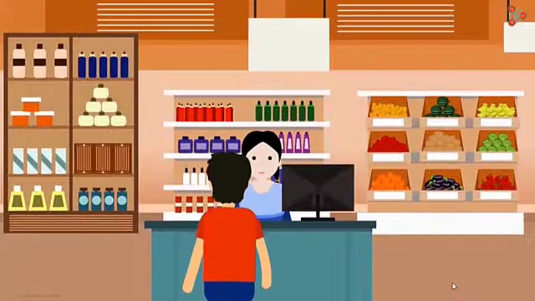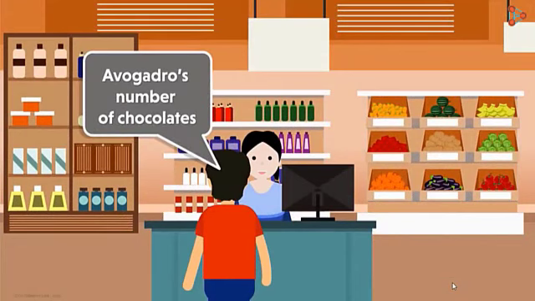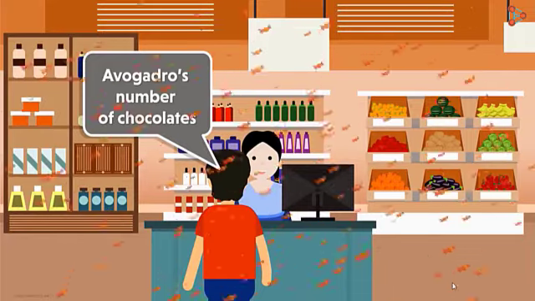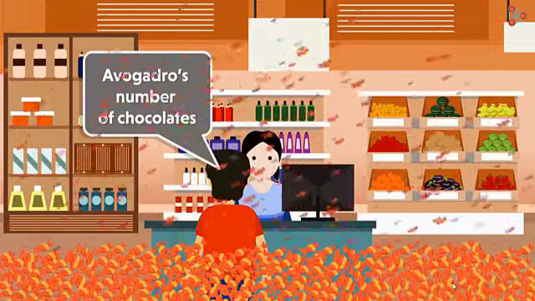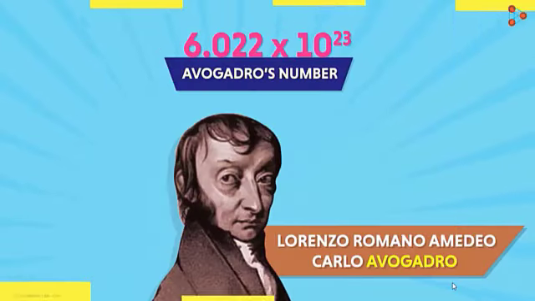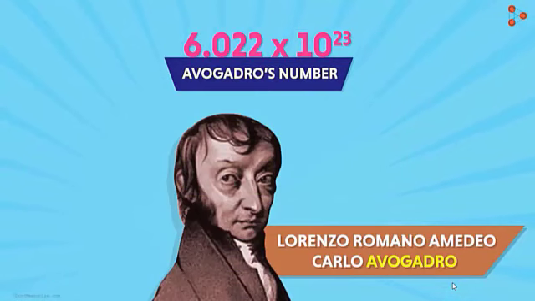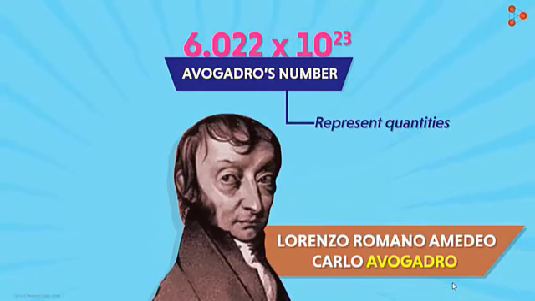So can we go to a shop and say, I want Avogadro's number of chocolates? Of course we can. The only problem is that the shop won't really have that many chocolates, and neither will we be able to carry them back home. So getting back to the concept, Avogadro's number is just another number used to represent quantities. But the number is so huge that using this in daily life is not practically possible or advisable.